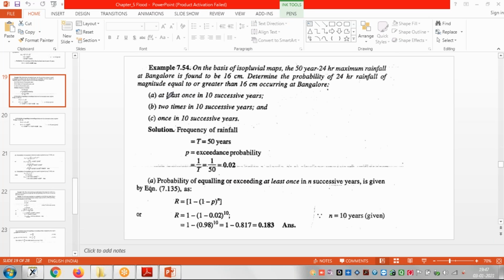See, at least once in 10 successive years. And here, what is that? Once in 10 successive years. But there may be the chances that it may be more than one, right? But here, minimum one, and it may be more than one. And here, it is already confirmed that 2 times in 10 successive years. So there is a small difference of the wording. So here you have to check.